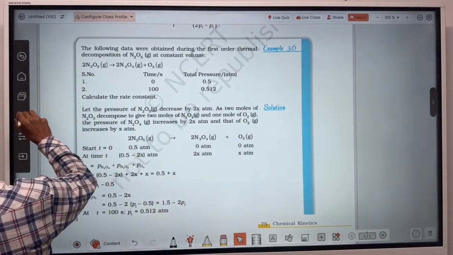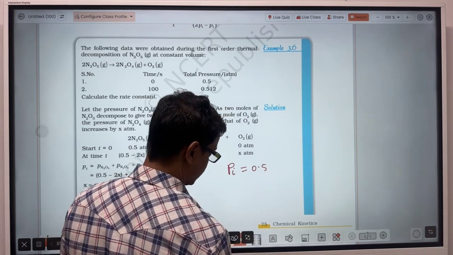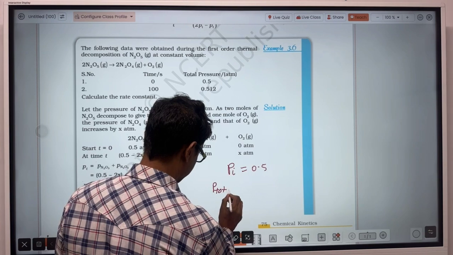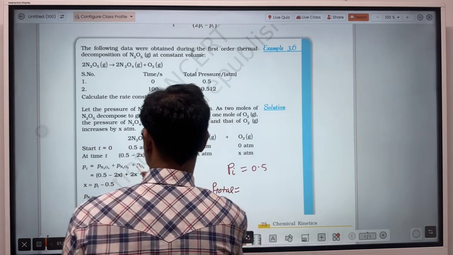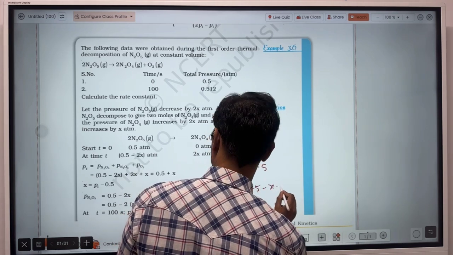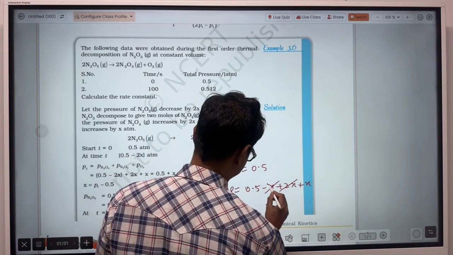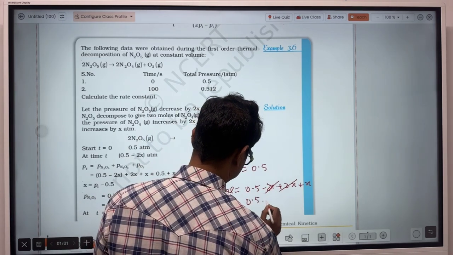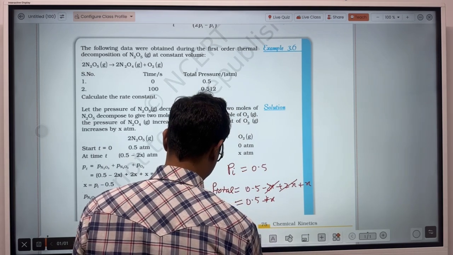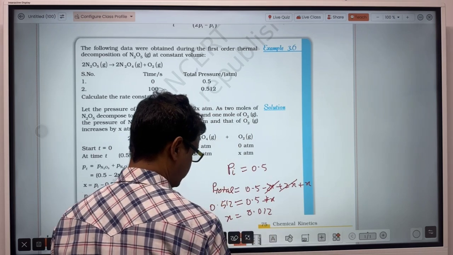Initial partial pressure is 0.5. Now the final P total will be equal to 0.5 minus 2x plus 2x plus x. That is equal to 0.512. So x will be equal to 0.012.